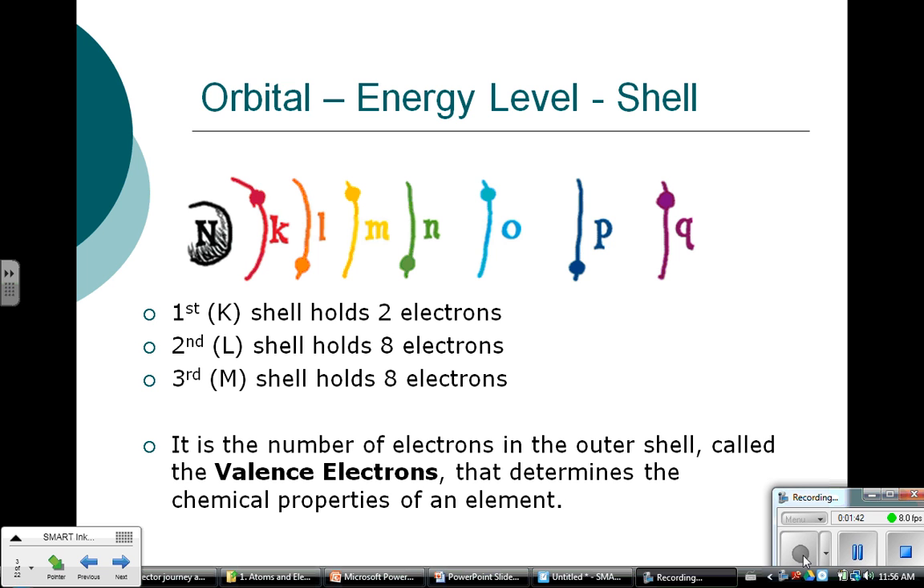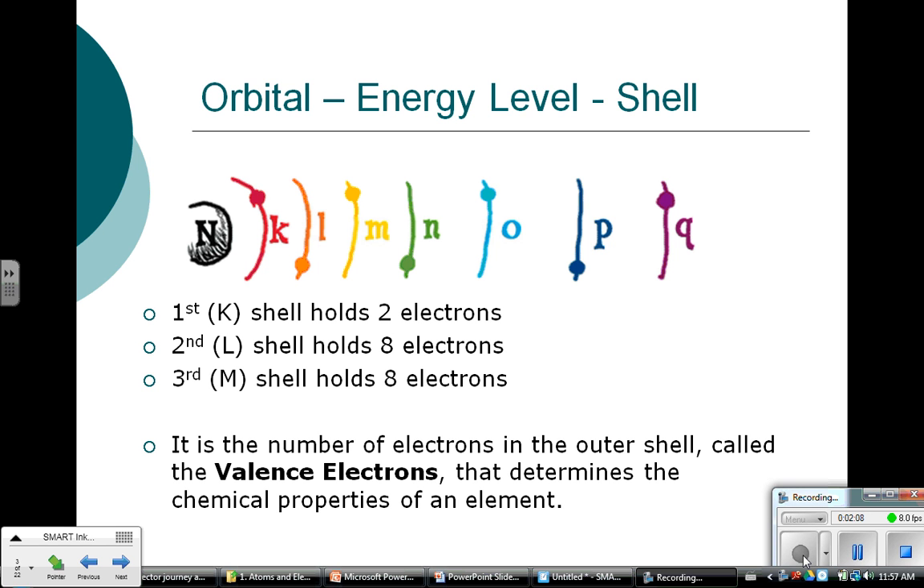All right, so the first shell can hold 2 electrons, second shell can hold 8, third shell can hold 8. We're going to see if we can discover what the 4th, 5th, 6th, and 7th shells can hold, but you don't need to know those. We're going to stay pretty much in the first 3 for grade 9. We will go into the 4th one just a little bit. Now, the electrons that are on the outermost shell, they're known as valence electrons.